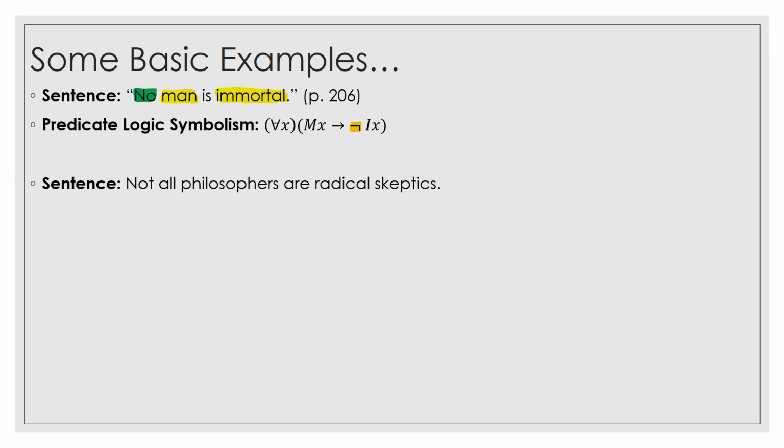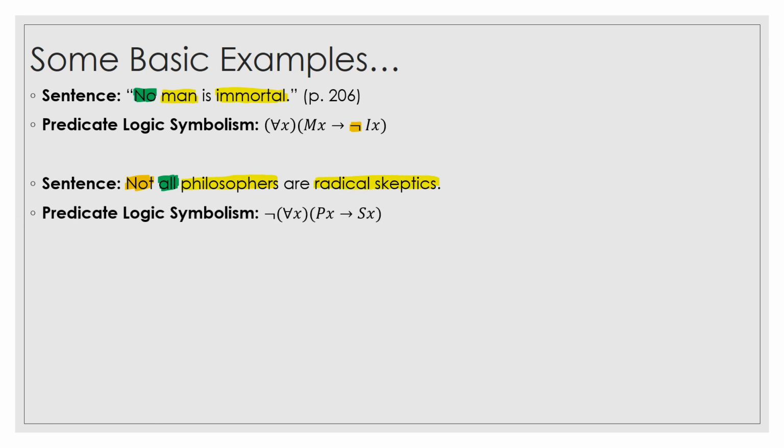How about this example? Not all philosophers are radical skeptics. We have our universal quantifier, all, but notice that this not is in front of that, and it's denying that universal quantifier. So we're going to have a negation right in front of our universal quantifier. As far as our terms or our predicates, we have philosophers and we have radical skeptics.